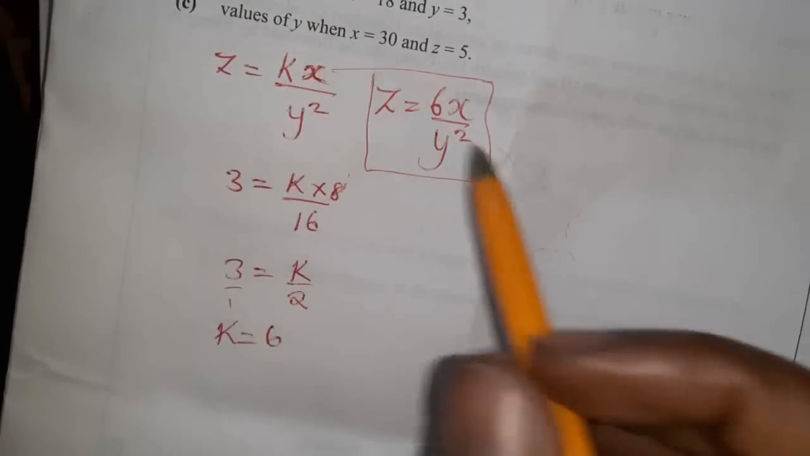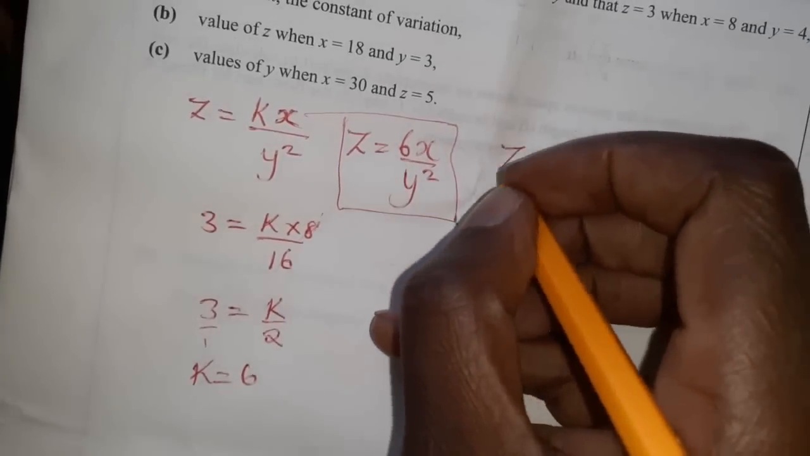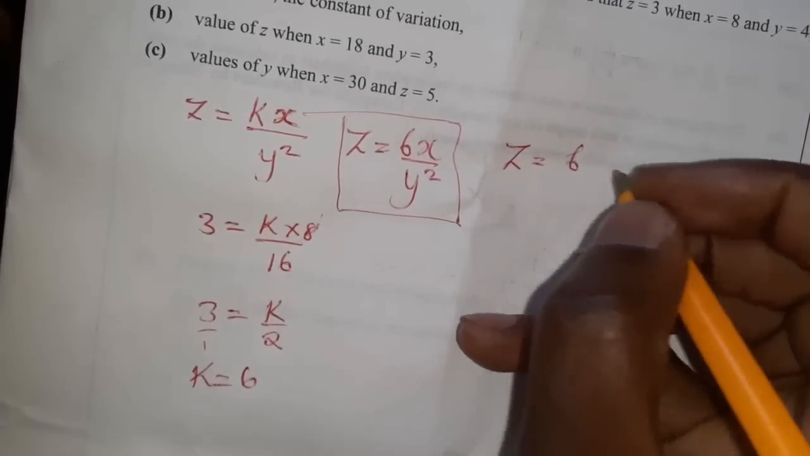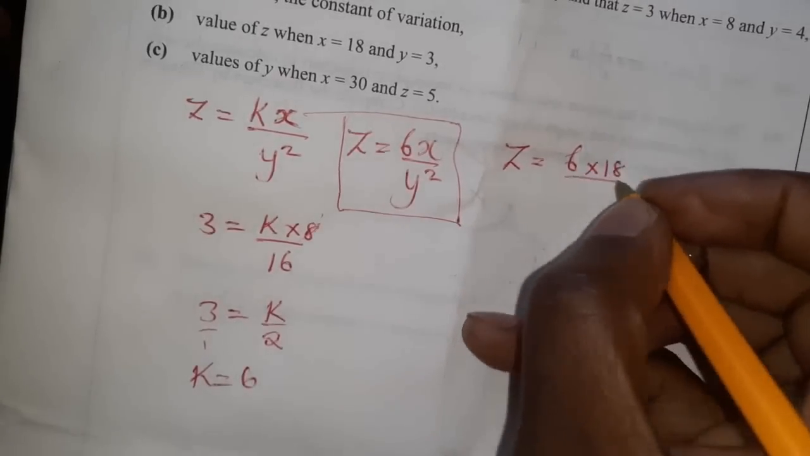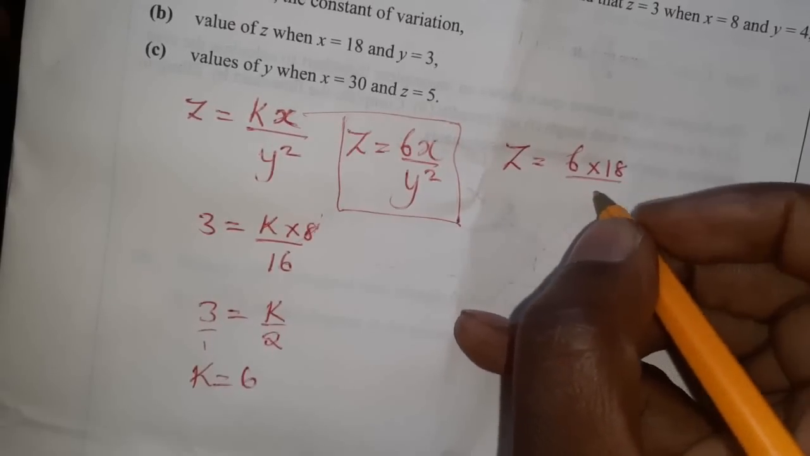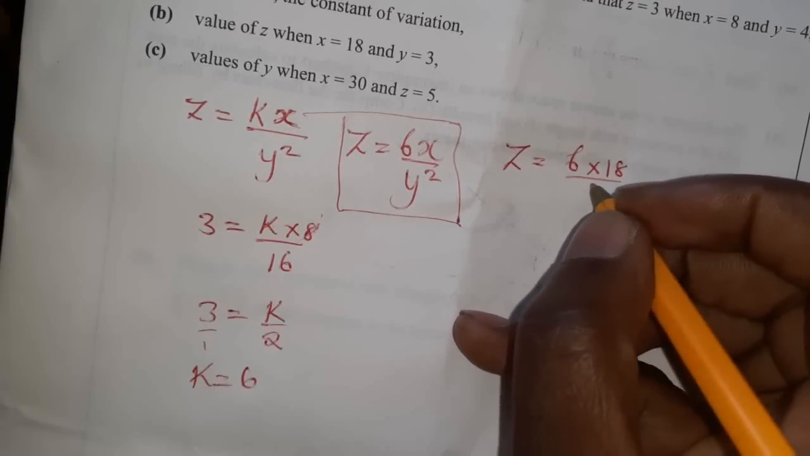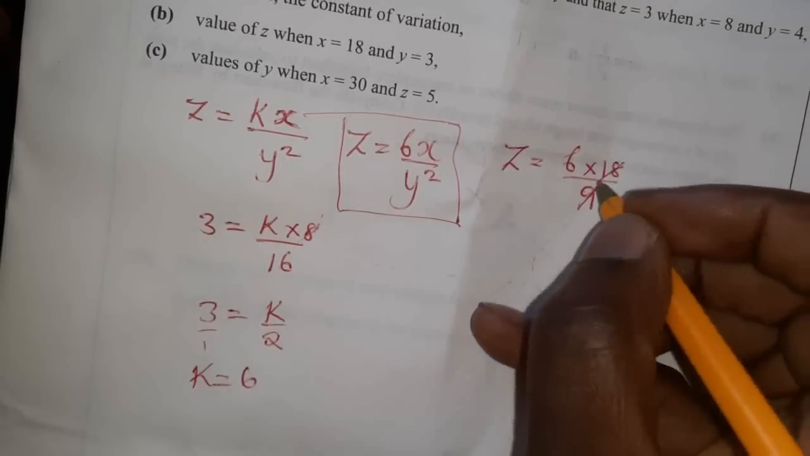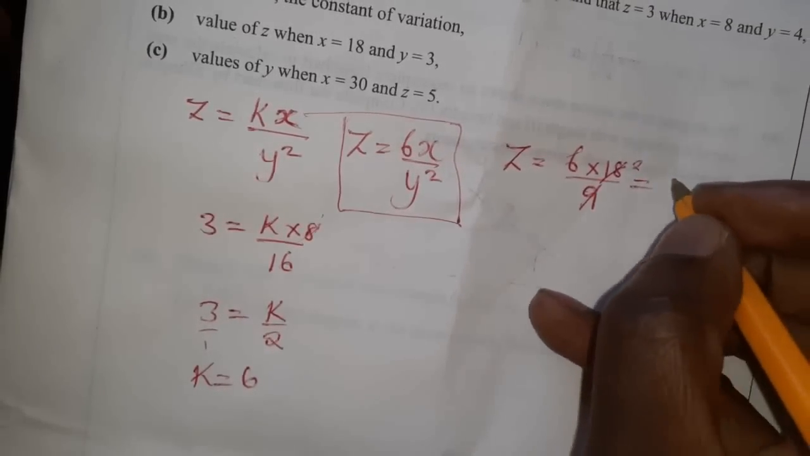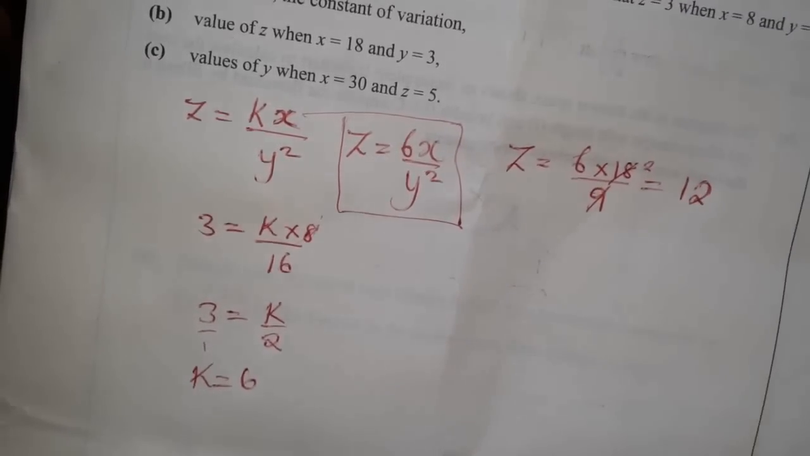Find the value of z when x is equal to 18 and y is equal to 3. So when you square 3, you get 9. 9 here, 1, 9 here, 2. So z is equal to 12. So z here is 12, k is 6.